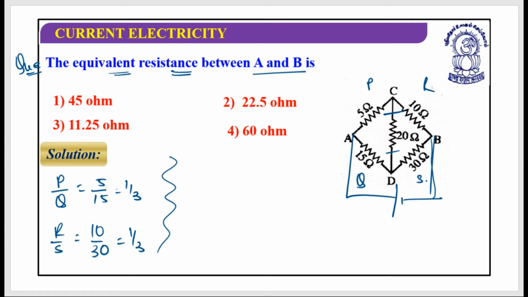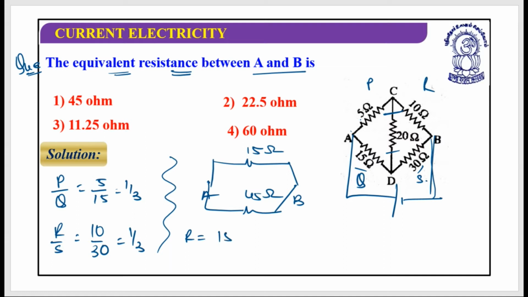And if this has been removed, then what I can have is A to B, this is A, this is B, this is 5 ohm, this is 10 ohm, which is 15 ohm, this is 15 ohm, this is 30 ohm, which is 45 ohm. So R can be written as 15 multiplied by 45 divided by 15 plus 30, which is equivalent to 45.